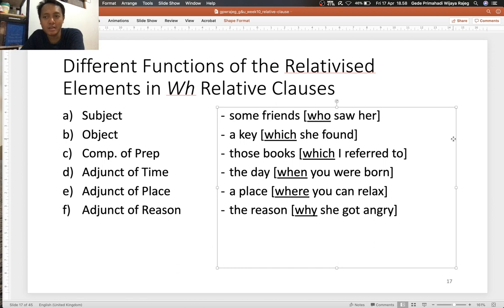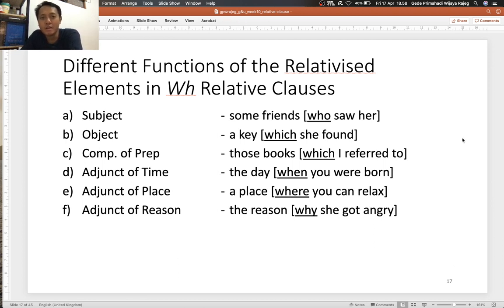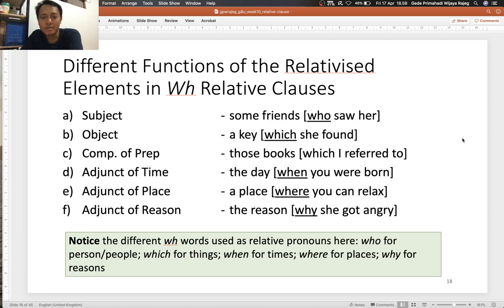All right, so those are the different functions of relativized elements in the WH relative clauses, and these sentences have their counterparts in the non-WH relative clauses that we will see.